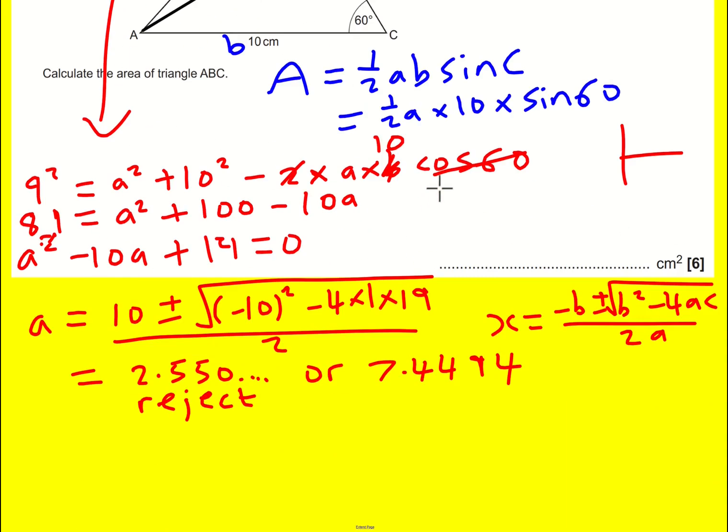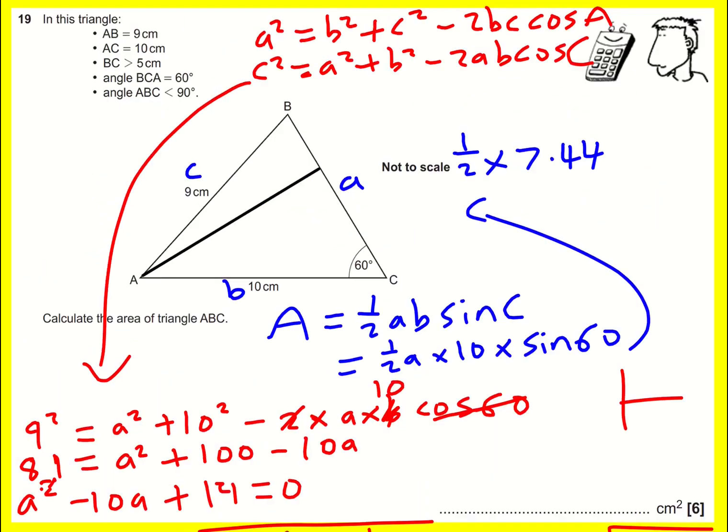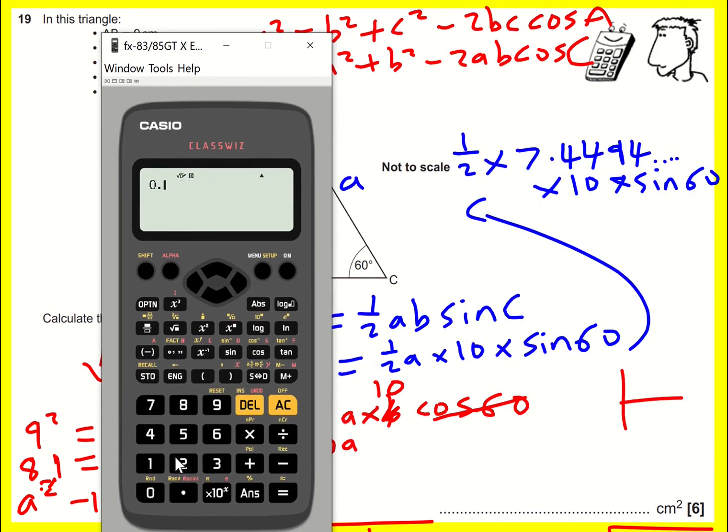Anyway, I've now got what a is, so I can just chuck it back into the formula. So it's going to be a half times 7.4494 times 10 times sine 60. Okay, I can use that 7.44 as my answer. Using my answer button, I'll write 0.5 times answer times 10 times sine 60. We're nearly there, and we get this surd.